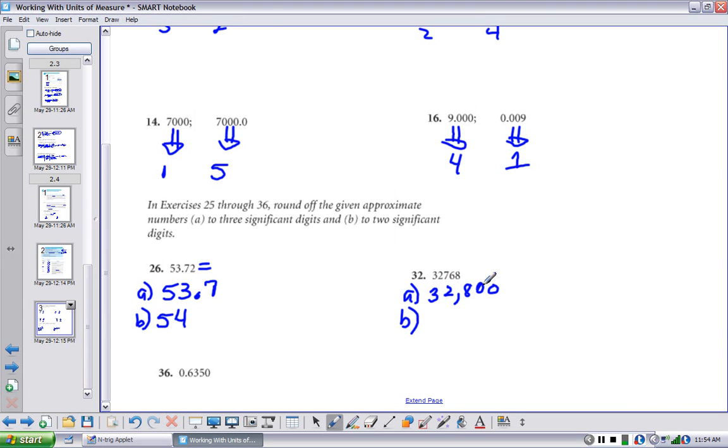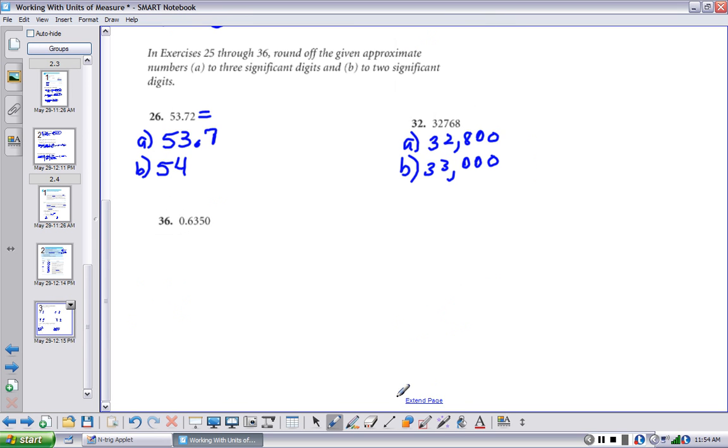And to get to 2 significant digits, well, 32,768 is closer to 33,000 than it is to 32,000. So here, this makes our 2 significant digits.